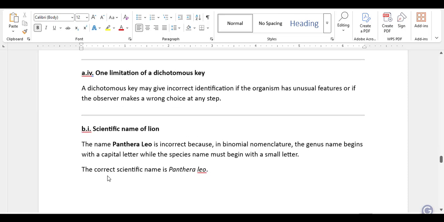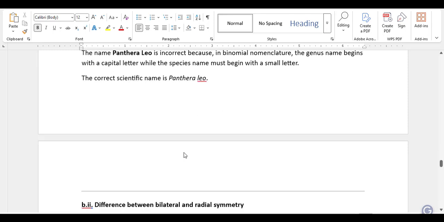Now the scientific name of lion. The name Panthera leo is incorrect because in binomial nomenclature, the genus name begins with a capital letter, while the species name must begin with a small letter. So the correct scientific name is Panthera leo, with a small letter beginning the species name, unlike what we have in the question. So you just have to change that.